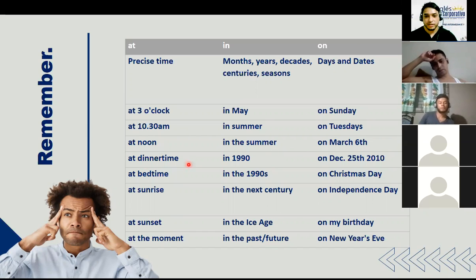At dinner time. I have a question. Yes, go ahead. What is the difference between at 3 o'clock, 3 p.m., or 3 a.m.? With 3 o'clock, there is no difference. It's basically the same. The word o'clock means that it is exactly 3. Whether I use 3 o'clock or 3 p.m. or 3 a.m., it will be the same. Basically, it's the same. That means that when we have 3 o'clock or 4 o'clock, it's exactly that hour.